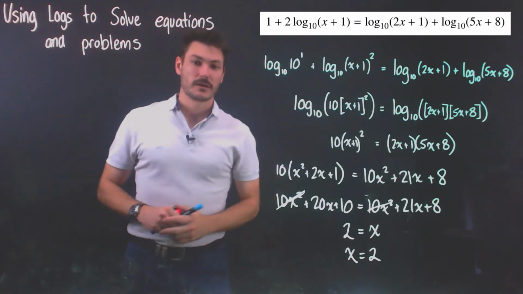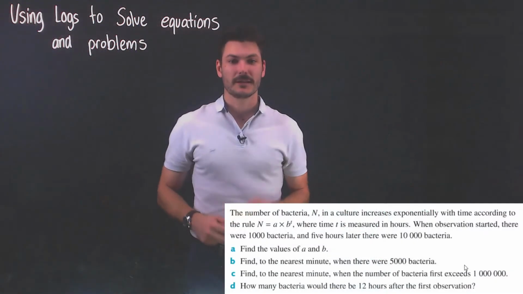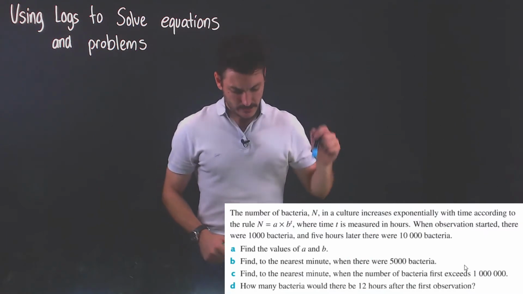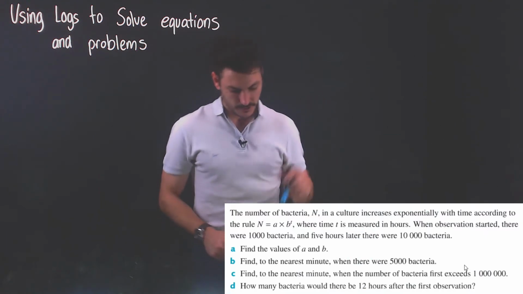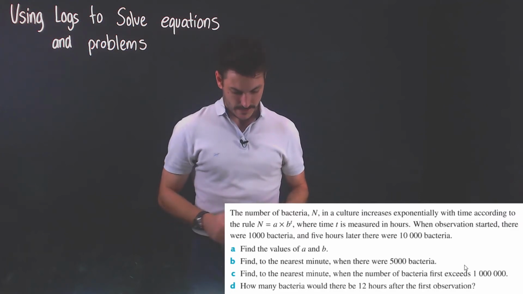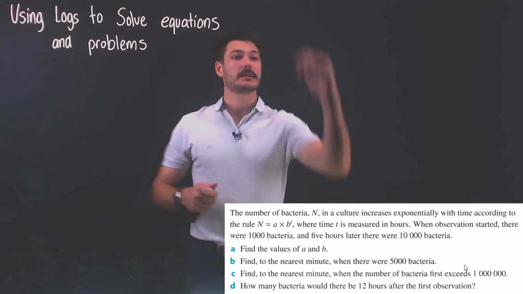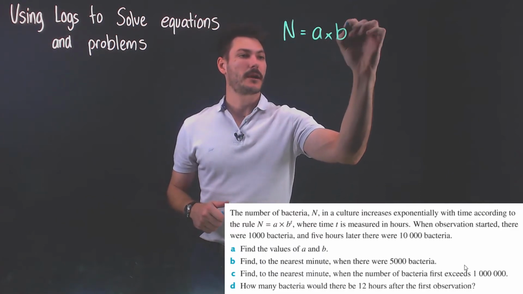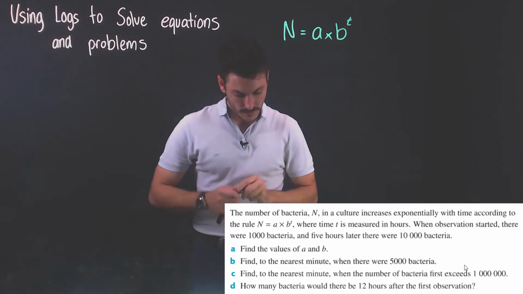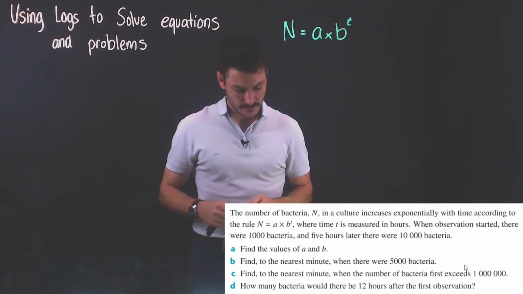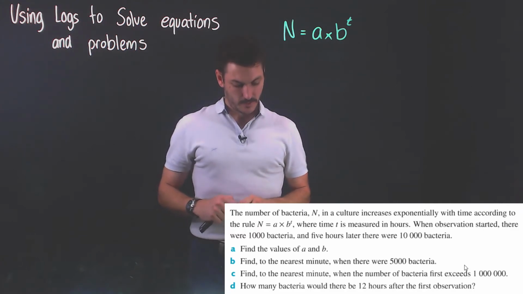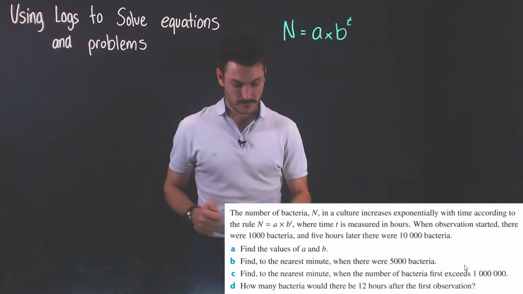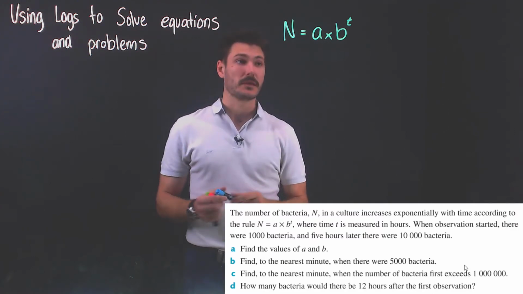That's question 1 done. Alrighty, question 2 today in this video says, the number of bacteria N in a culture increases exponentially with time according to the rule N equals A times B to the T. So I'm going to write that down here. N equals A times B to the power of T, where T is time measured in hours. When observation started, there were 1,000 bacteria, and 5 hours later, there were 10,000 bacteria. Find the values of A and B.